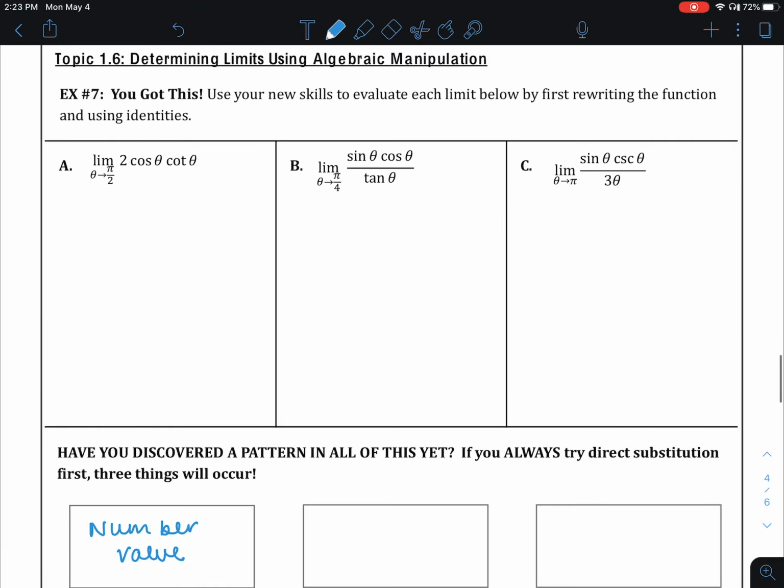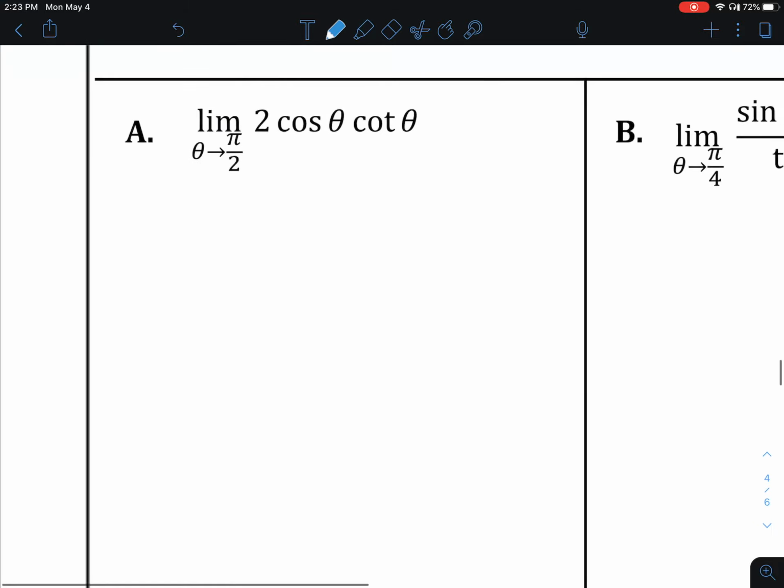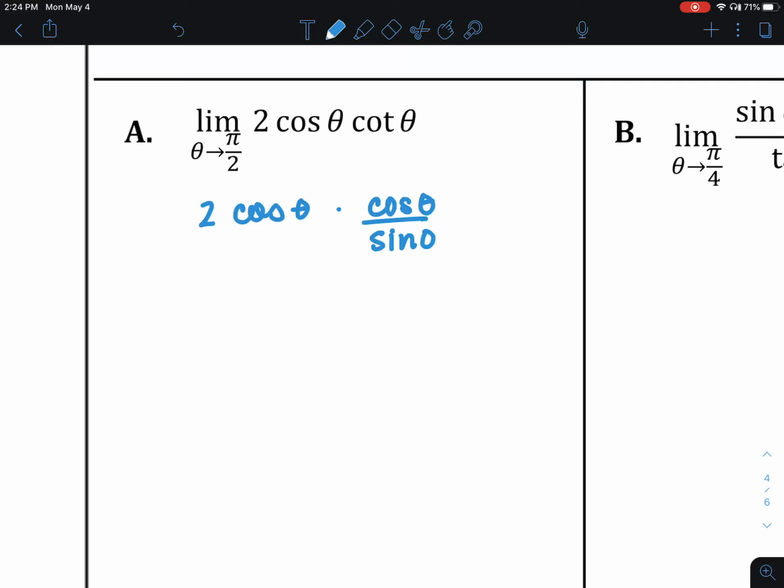Now let's take a look at example 7. If I plug in right away, I think we should be okay. I mean, cotangent of pi over 2. What is cotangent of pi over 2? Well, it's cosine over sine, right? So I could rewrite this as 2 cosine of theta times cosine of pi over sine. And so this one would have worked out had we just left it alone.